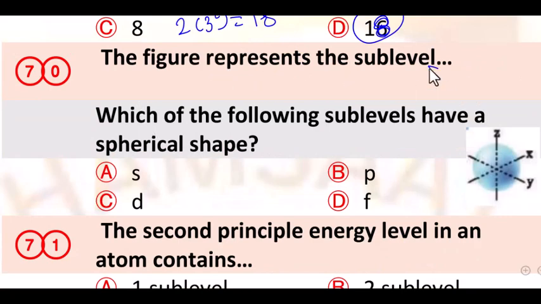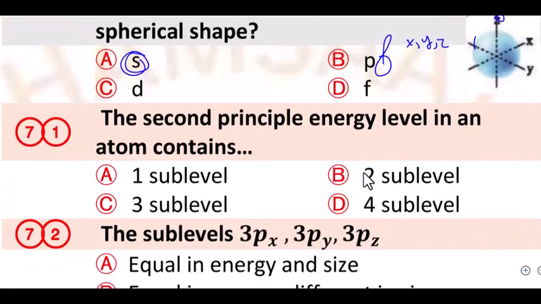The figure represents sublevels. Which sublevel is spherical? Or another question: which of the following sublevels has a spherical shape? s is a spherical shape. p is dumbbell. f and d are dumbbell and complex. p is dumbbell along 3 axes, x, y and z, but d and f are also dumbbell, but complex dumbbell. So the spherical one is s.